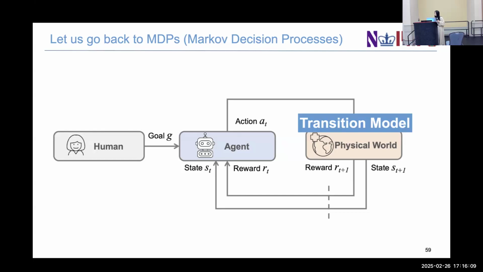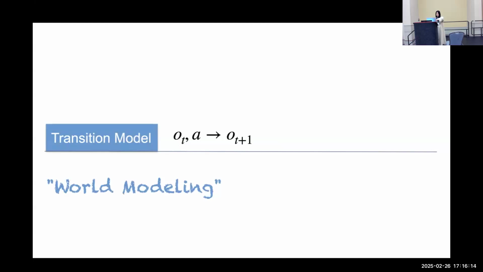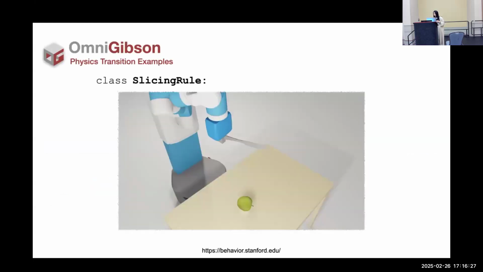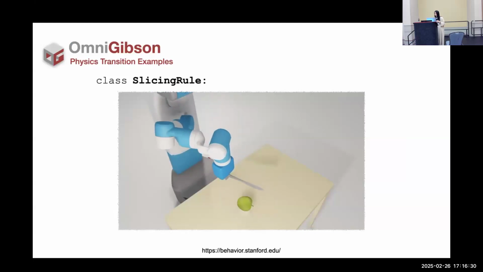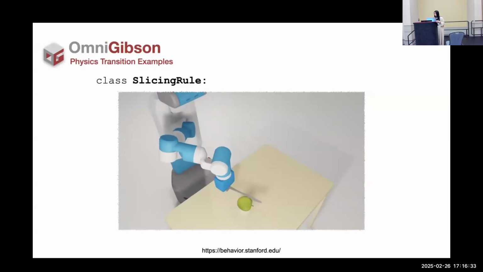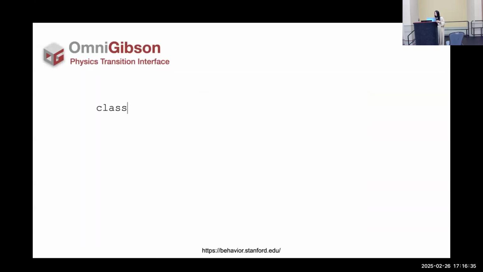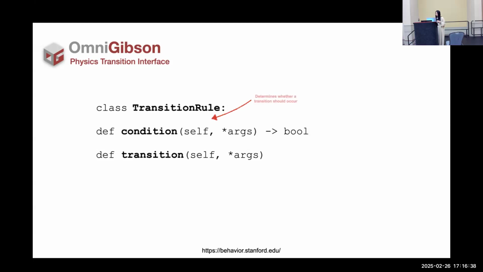And another thing we care about is the transition model within the physical world. So for example, if we have an initial state and an action, we will predict the next state. So this is essentially what we currently call world modeling or world foundation model. For example, here, if we cut the apple, it will change to the sliced status. And this transition model basically contains two parts. One is the precondition, what the previous status is before the action, and the other is the effect after the action.